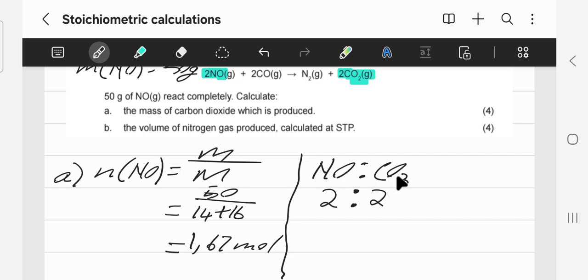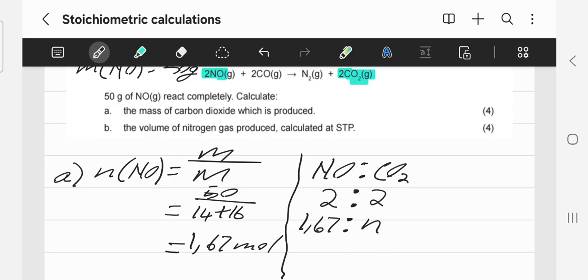So we start by writing the substances in a form of ratios. Then we write the coefficients of the two substances, and then after the coefficients, what do we write? We write the moles of the two substances. We know that the number of moles of NO are 1,67 moles. We just found them, so I'm going to write 1,67 is 2. Do I know the number of moles of carbon dioxide? No, I do not.